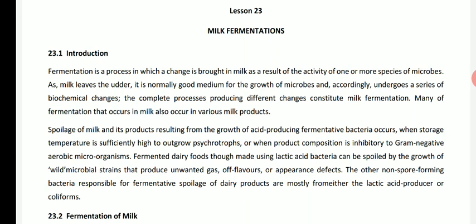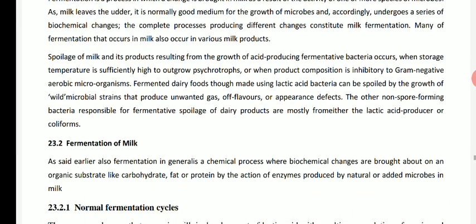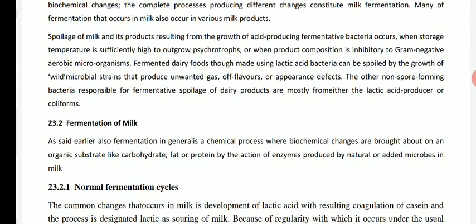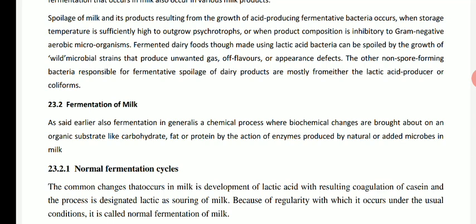Many of the fermentations that occur in milk also occur in various milk products. So fermentation is not restricted to milk, but there are some products derived from milk that also carry out the fermentation process. Spoilage of milk and milk products occurs due to the growth of acid producing fermentative bacteria, and that acid is lactic acid, produced by lactic acid bacteria.